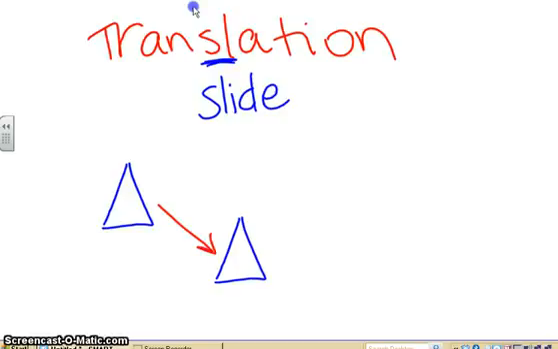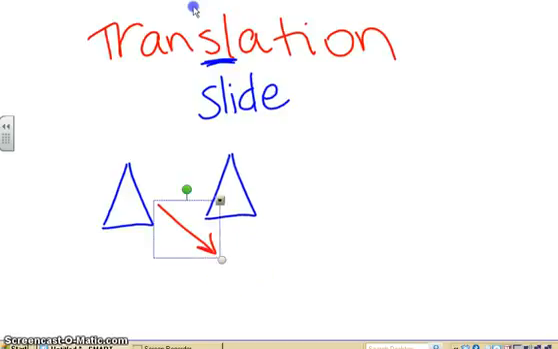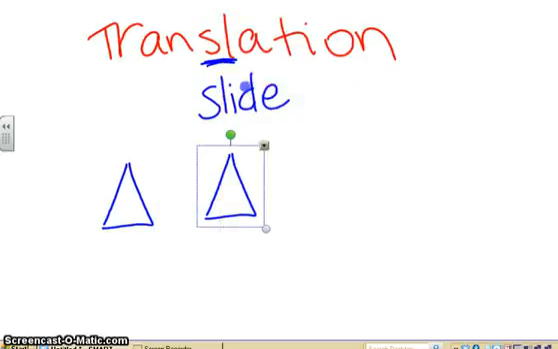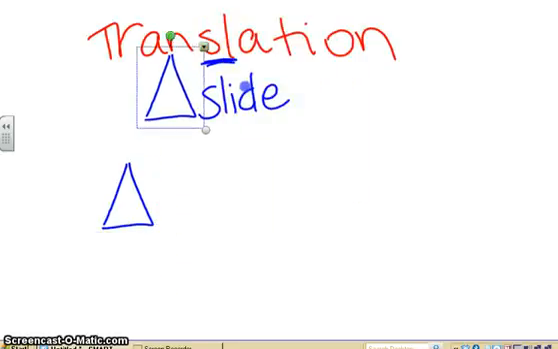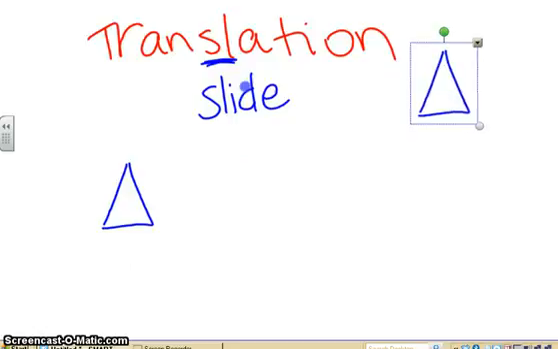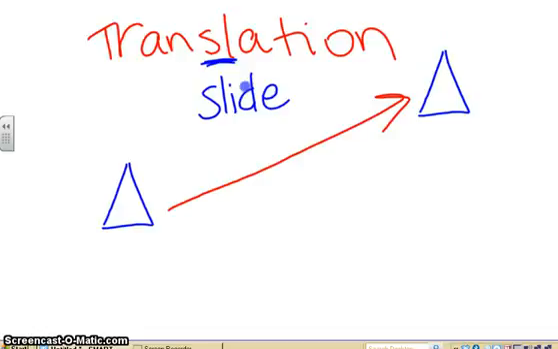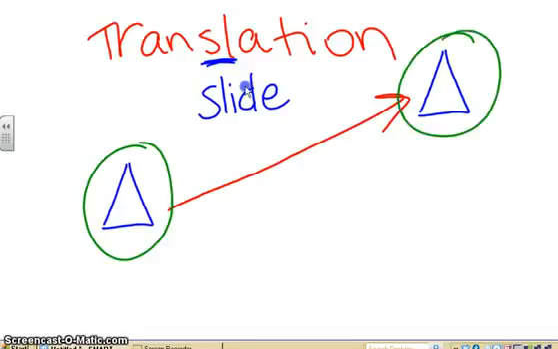Now, that's a translation. The translation could have also looked like this, where it slid straight across. It could have slid straight down. It could have slid up here at an angle. It could have slid over here. The translation doesn't have to go a certain direction. It just has to move from point A to point B. And we have to make sure that the shape that we started with is the exact same shape that we end with. Just like in the other transformations, the size or the actual shape cannot change when it moves from one location to another.